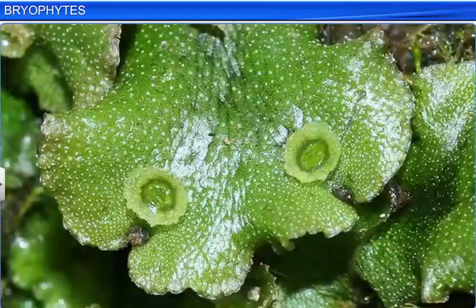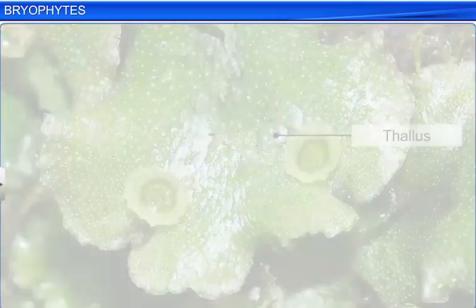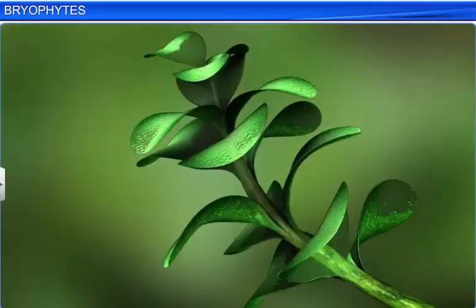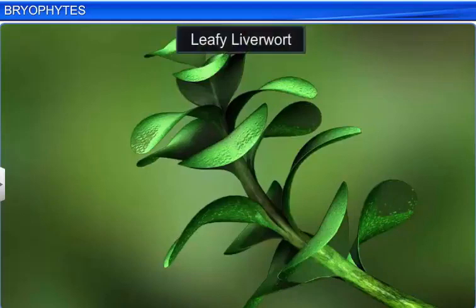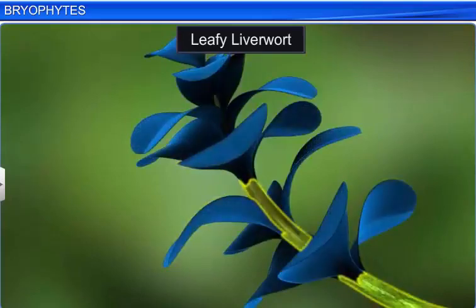The plant body, a thallus, is dorsiventral and appressed to the substrate. However, in the case of leafy liverworts, the plant body bears tiny leaf-like appendages in two rows on the stem-like structures.